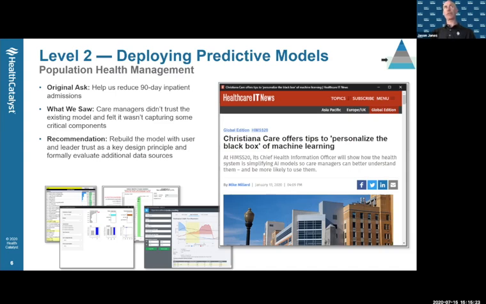We have a nice use case from ChristianaCare where they really had a pretty good predictive model in place for their care managers, but it was a black box. The care managers didn't trust it. The leaders didn't know how it worked. It was difficult to get people to use it, and so it's mostly sat on the shelf.